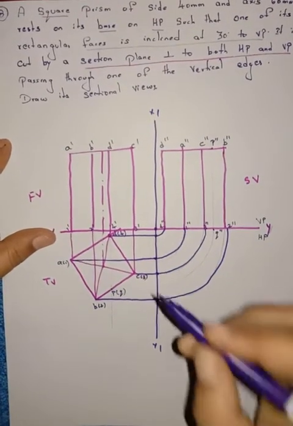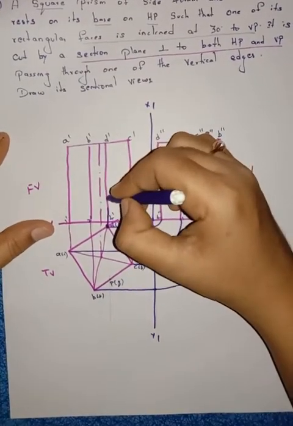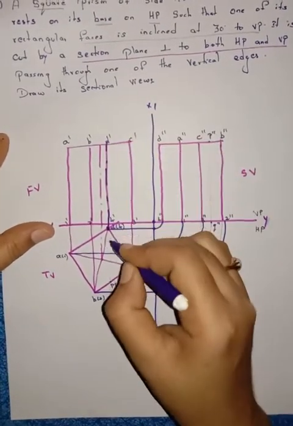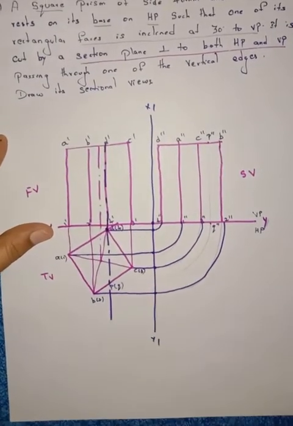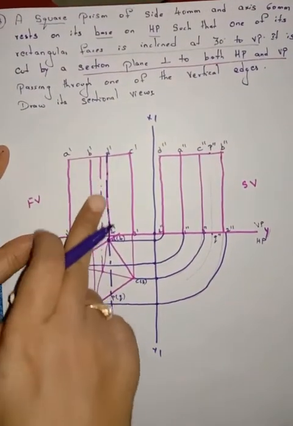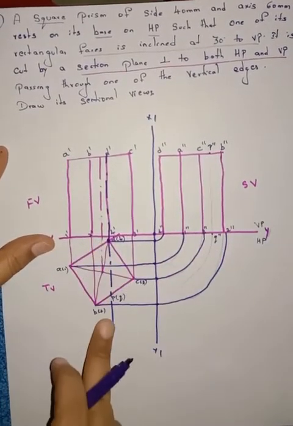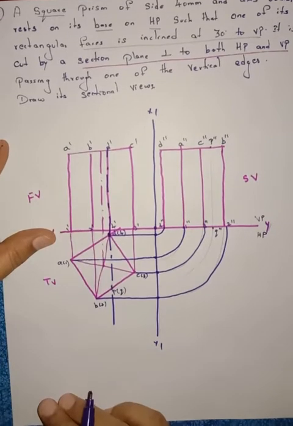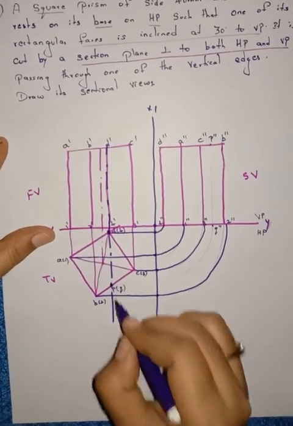Take any one of the edges. So I am taking this vertical edge. I am drawing the sectional plane with dash dot dash dot. I am extending this one, dash large, dash small, dash large, dash small. Now you see this is the sectional plane. This sectional plane is perpendicular to VP. This sectional plane is perpendicular to HP. This is the face of the square.